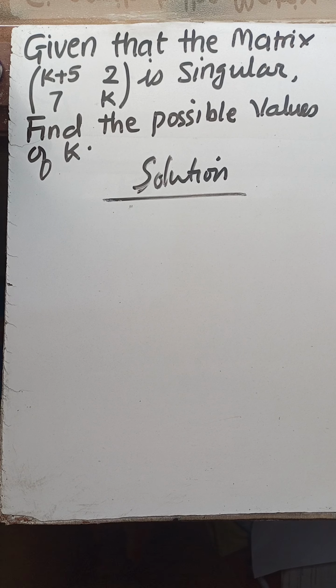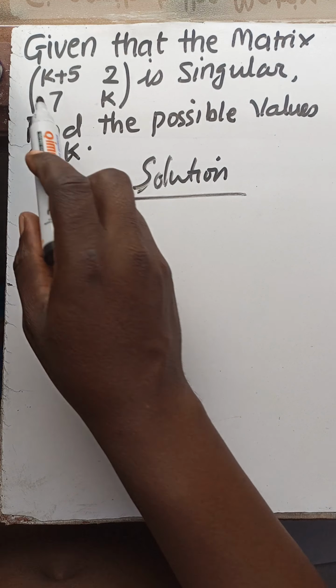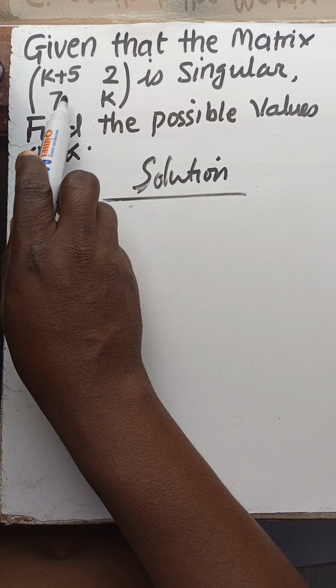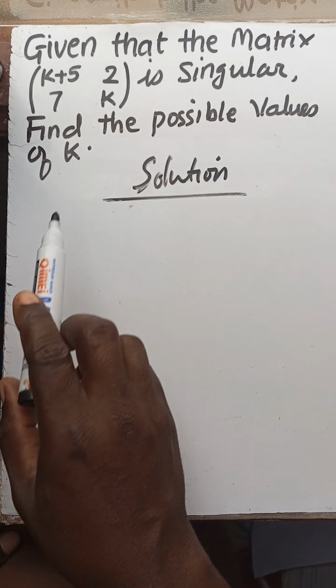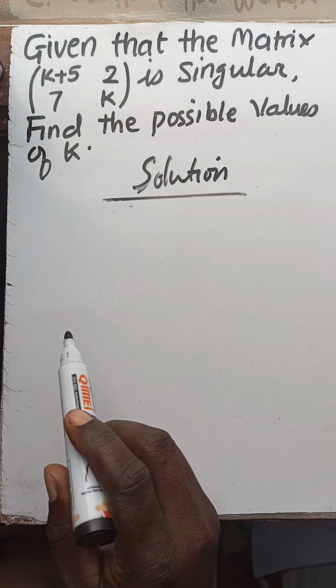Hi, let us solve this question on matrices. We are given the matrix k plus 5, 7, 2k, and we are told that it is singular and asked to find the possible values of the constant k.